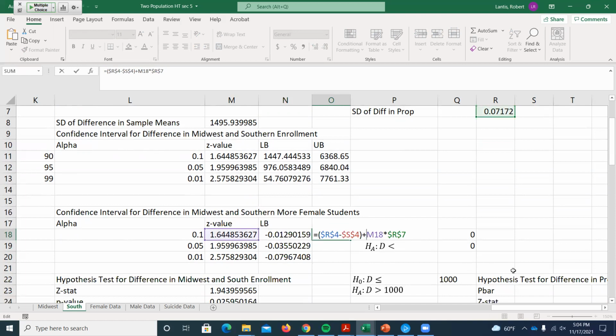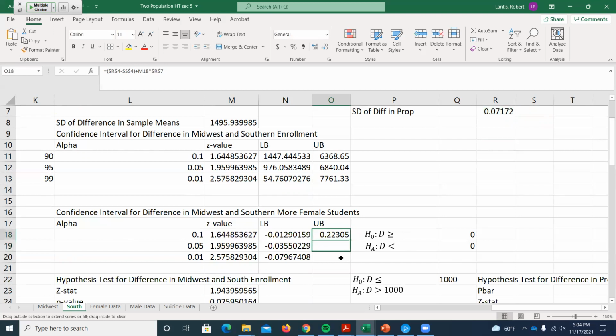I'm adding my margin of error instead of subtracting it to get my upper bound. But really, once I hit that, I can copy this down. I've just built 3 confidence intervals relatively quickly. Okay.